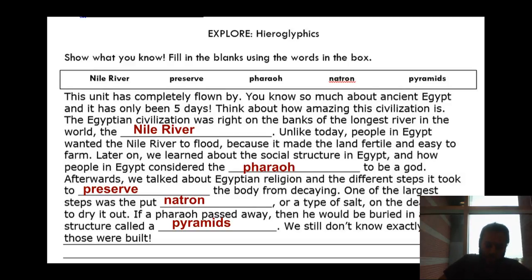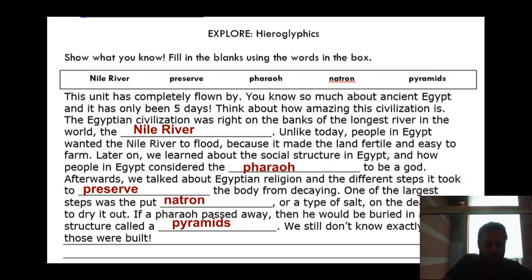This unit has completely flown by. You know so much about ancient Egypt, and it has only been 5 days. Think about how amazing this civilization is. The Egyptian civilization was right on the banks of the longest river in the world, the Nile River. Unlike today, people in Egypt wanted the Nile to flood because it made the land fertile and easy to farm.